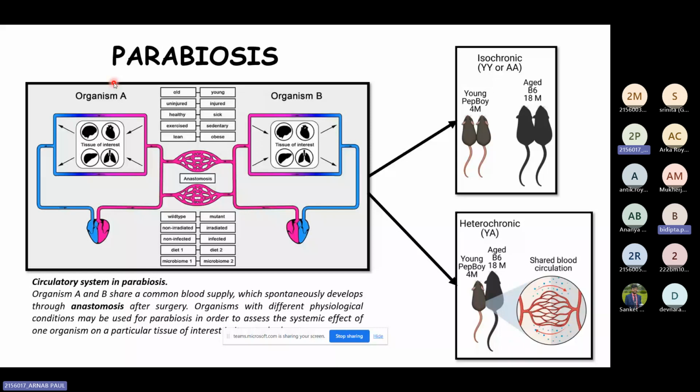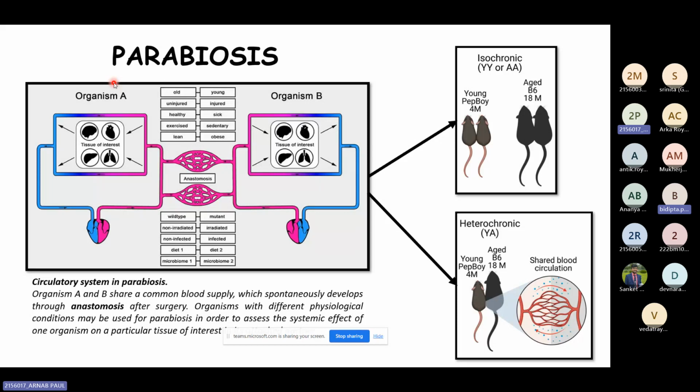In simple terms, it is analogous to an anomalous condition in different living organisms called conjoined individuals, known as Siamese twins in humans. There are two types of parabiosis. One is heterochronic parabiosis, which involves organisms of different age. Another one is isochronic parabiosis, which involves organisms of the same age. Now, please have a look at this pictorial depiction.